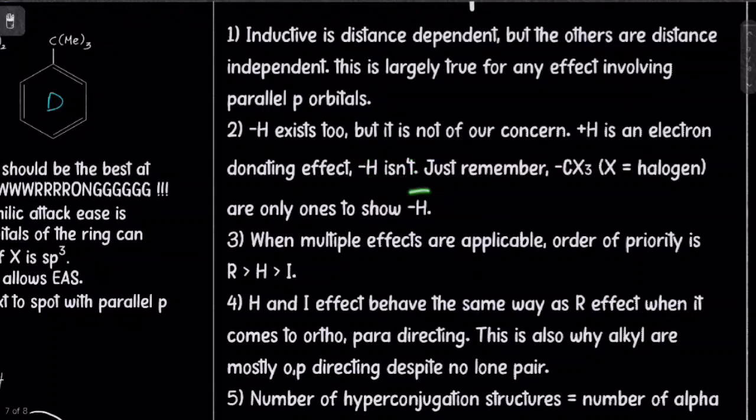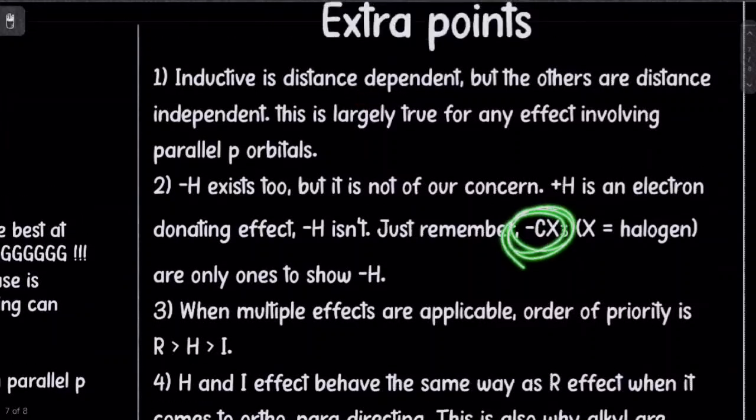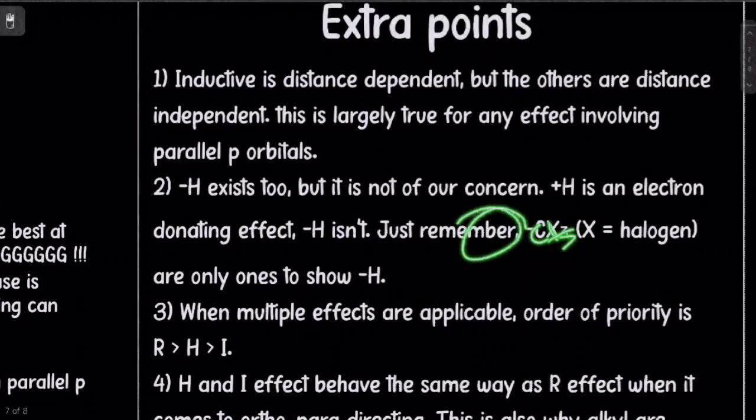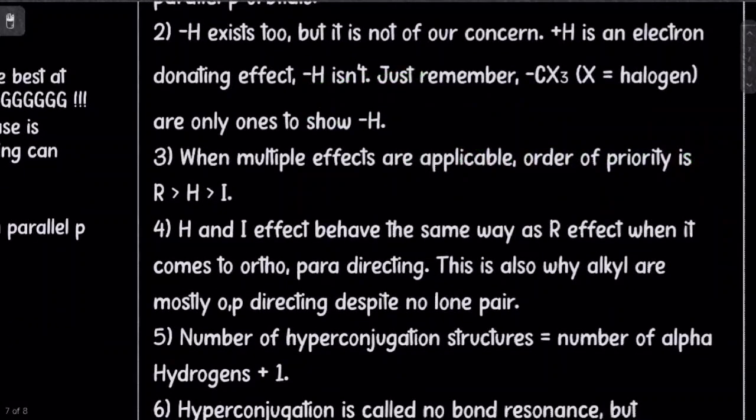And just remember that the only groups that can show minus H are trihalides like CX3, which is connected to anything, where the X can be a halogen like CCl3, CF3, CBr3. These are all minus H effects shown. When multiple effects are applicable on the same compound, we prioritize the resonance effect over the hyperconjugation effect over the inductive effect.